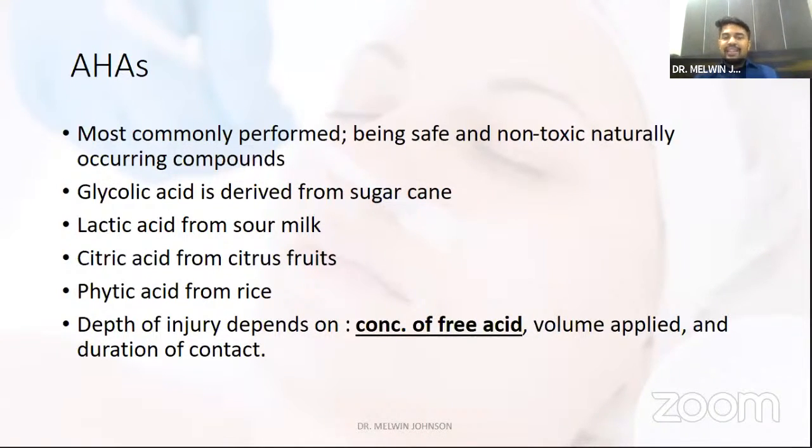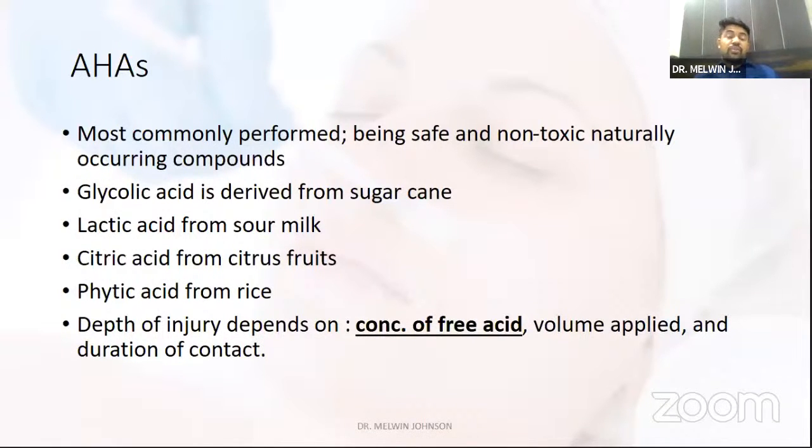So glycolic acid is derived from sugarcane, crushed sugarcane, or processed sugarcane. Lactic acid is nothing but a derivative from milk. Citrus fruits have citric acid or ascorbic acid in them, that is vitamin C. Phytic acid is from rice.